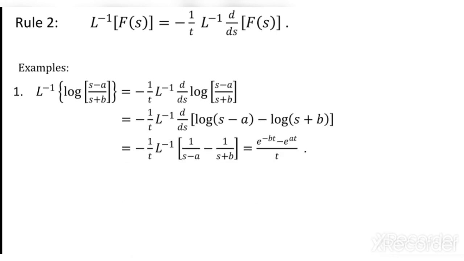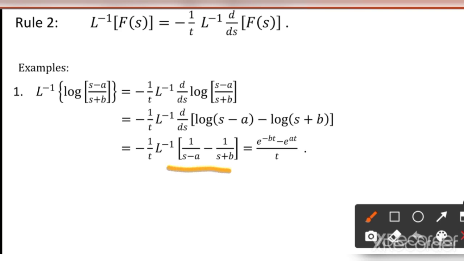See here, we have L inverse of 1 over s minus a minus 1 over s plus b. Each is exponential now. We get e power at minus e power minus bt. But once you get that, obviously outside we have minus 1 by t. This is the standard. Minus 1 by t multiplied. So I get the result (e power minus bt minus e power at) by t.